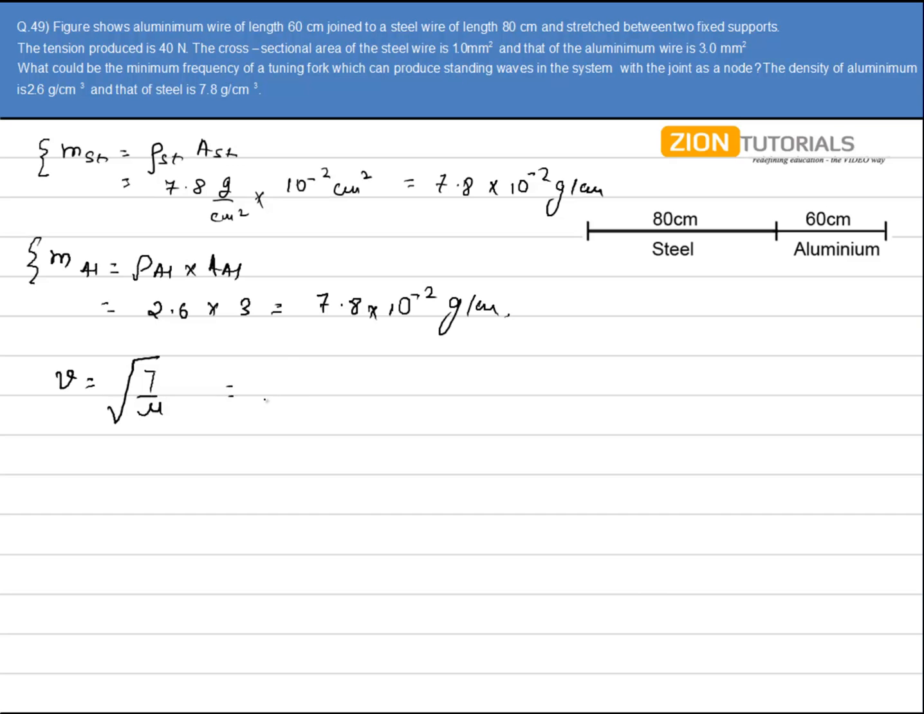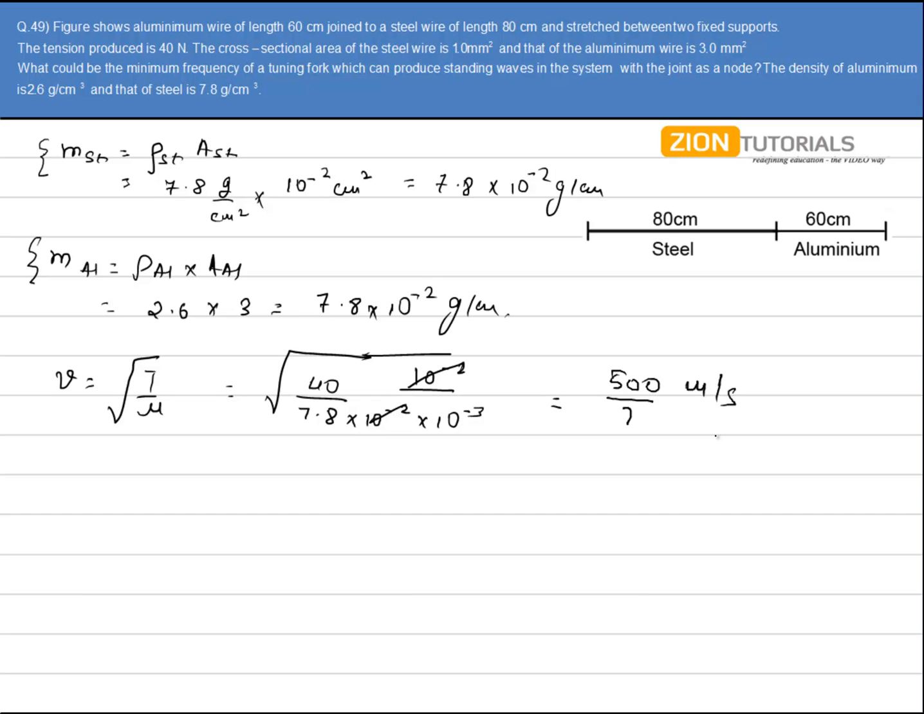tension is 40 divided by 7.8 into 10 to the power minus 2 into 10 to the power minus 3 divided by 10 to the power minus 2. That will make it into kg per meter. So it gets cancelled. Wave velocity comes out to be 500 by 7 meter per second. Now this is the velocity.